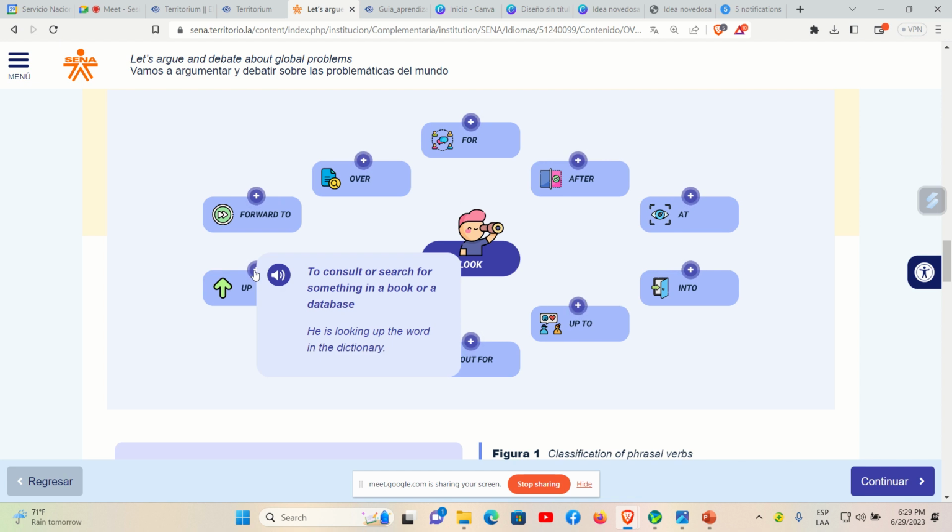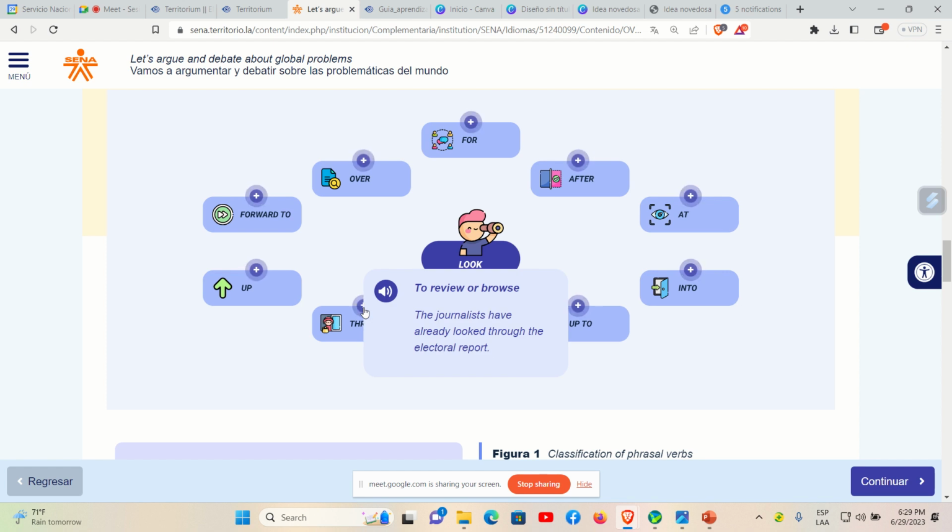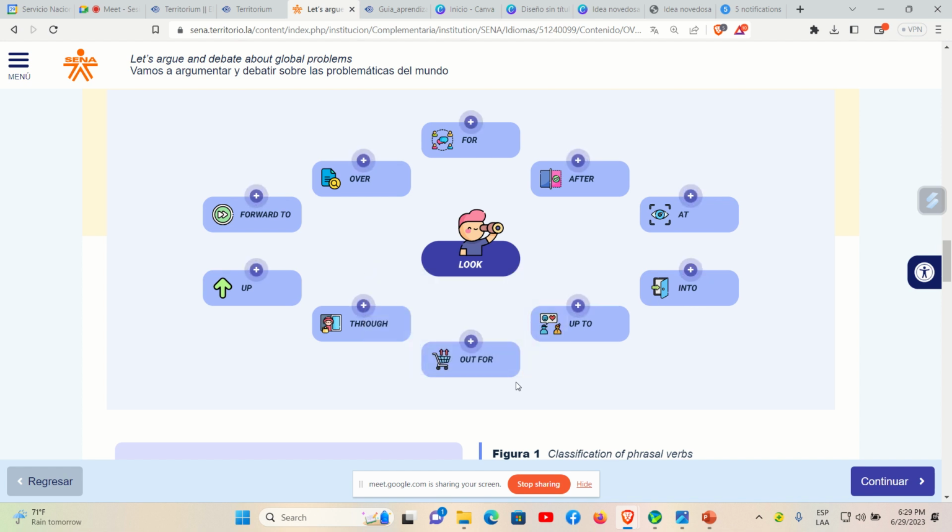Look up is looking up the word in a dictionary. So to consult or search for something in a book or a database. Okay, look up. So for instance, if you don't know the meaning of a word, you have to look up the word in a dictionary. Now, look through, to review or browse. The journalists have already looked through the electoral report. So review as well.